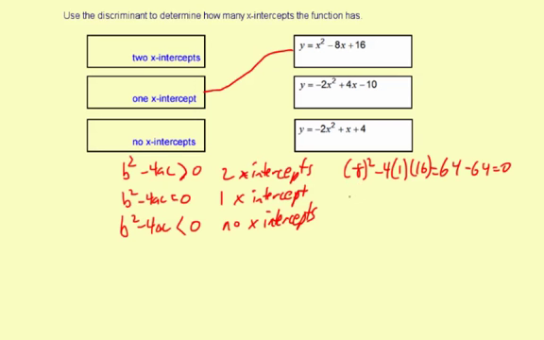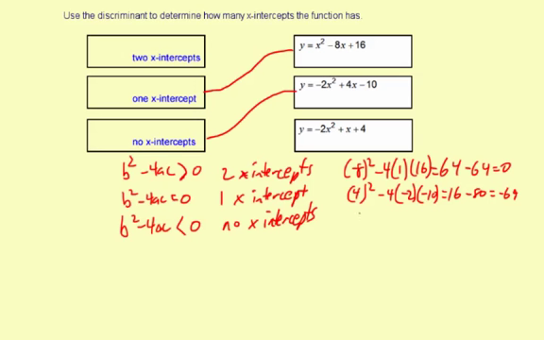The next one is going to be 4 squared for the b squared, and then minus 4 times negative 2 for a, and then times negative 10 for c. So that equals 16, and then 4 times 2 is 8, 8 times 10 is 80. Now this is negative, positive, negative, so 16 minus 80, which is negative 64. So that one is no x-intercepts because you have a negative discriminant.